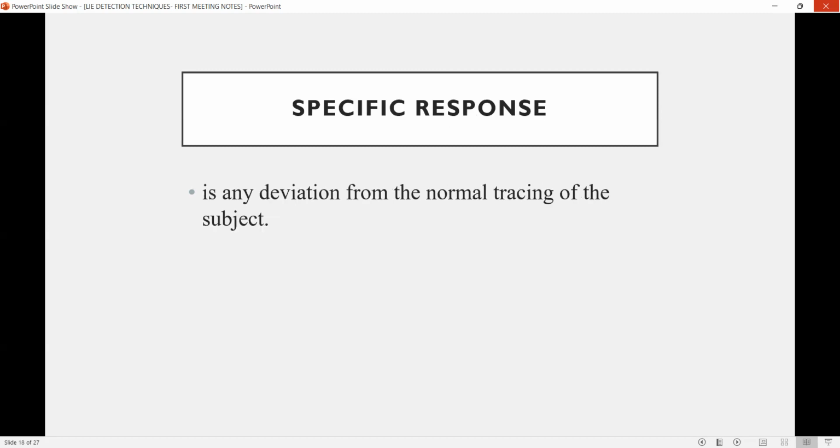Okay? Specific response is when the subject is asked relevant questions na. Relevant questions. So, there's a possibility of deviation from the normal tracing because if a person will lie, again, naa changes sa iyang body. Like the respiration, pulse rate, heartbeat, and the GSR.